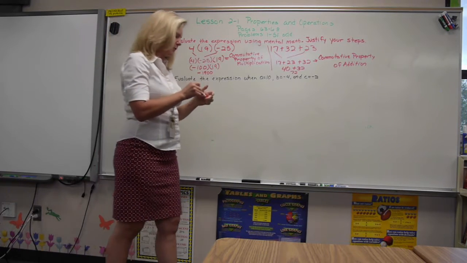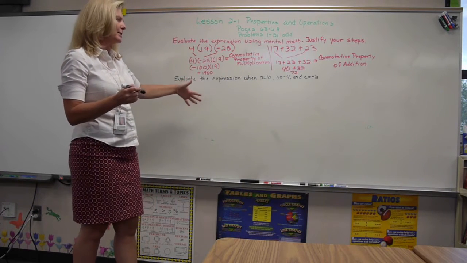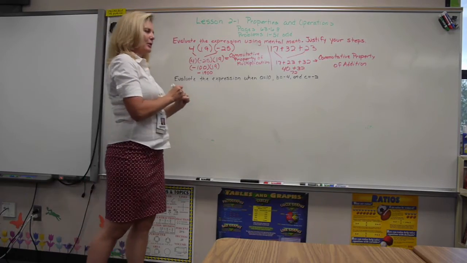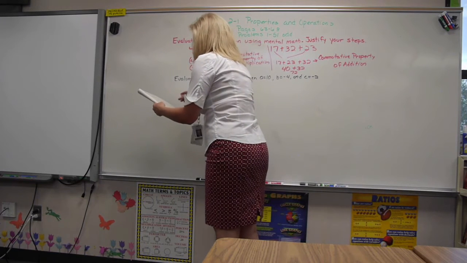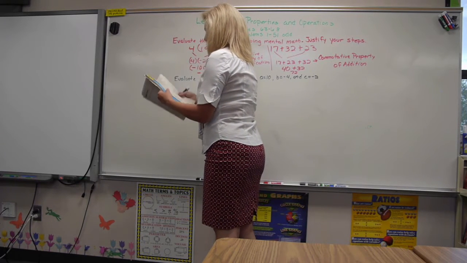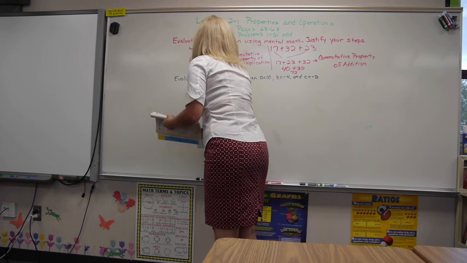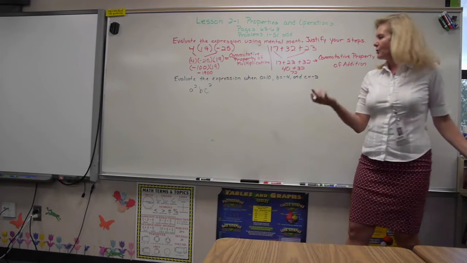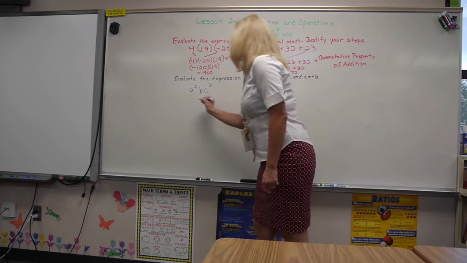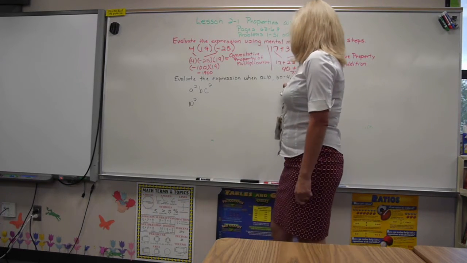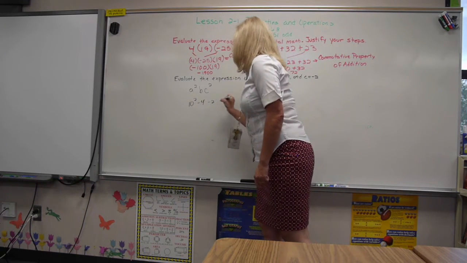Now, a second type of question they're going to ask you to do today is evaluate the expression when A equals 10, B equals negative 4, and C equals negative 2. So what they're going to do is give you some sort of problem. So it might look something like this: A squared, B, C squared. Well, we know that our first job is we need to substitute in the values of A, B, and C. So I see 10 squared, B is negative 4, and C is negative 2 squared.